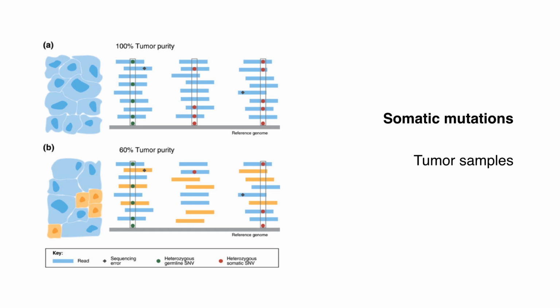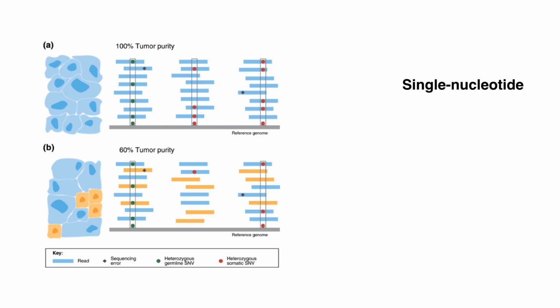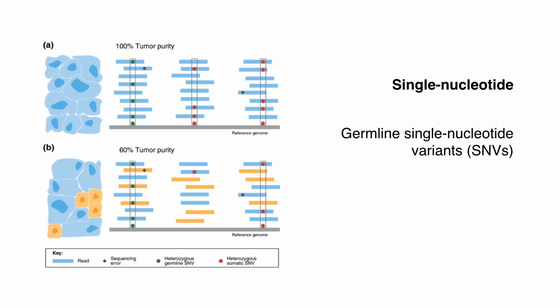DNA sequence reads from a tumor sample are aligned to the reference genome, shown here in gray. Single nucleotide differences between reads and the reference genome indicate germline single nucleotide variants, or SNVs, in green circles, somatic SNVs in red circles, or sequencing errors as black diamonds.